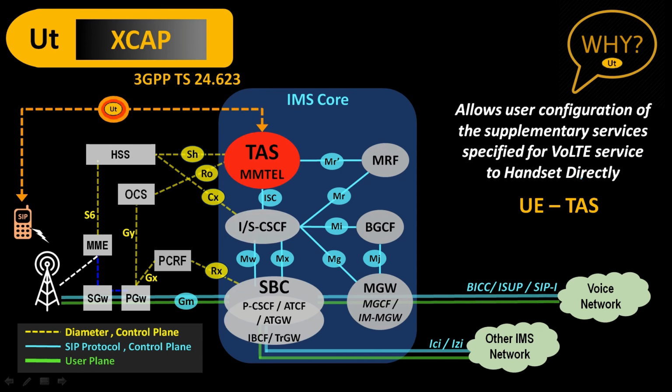Now our SIP journey is complete. Let's go to see another critical link, which is the UT link, which uses the XCAP interface. This is a link between UE and TAS. It allows the configuration of supplementary services specified for VoLTE service delivery to the handset. UT runs on the XCAP protocol, which is a standard for XML Configuration Access Protocol, also called XCAP. This UT interface is used between the user equipment and the TAS, and it allows the configuration of supplementary services specified for VoLTE on the handset.